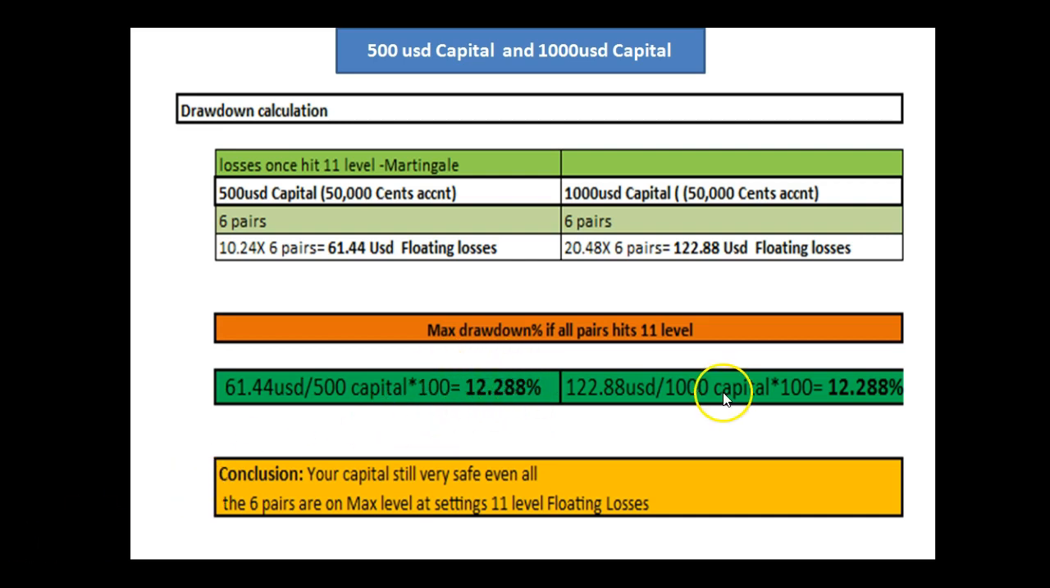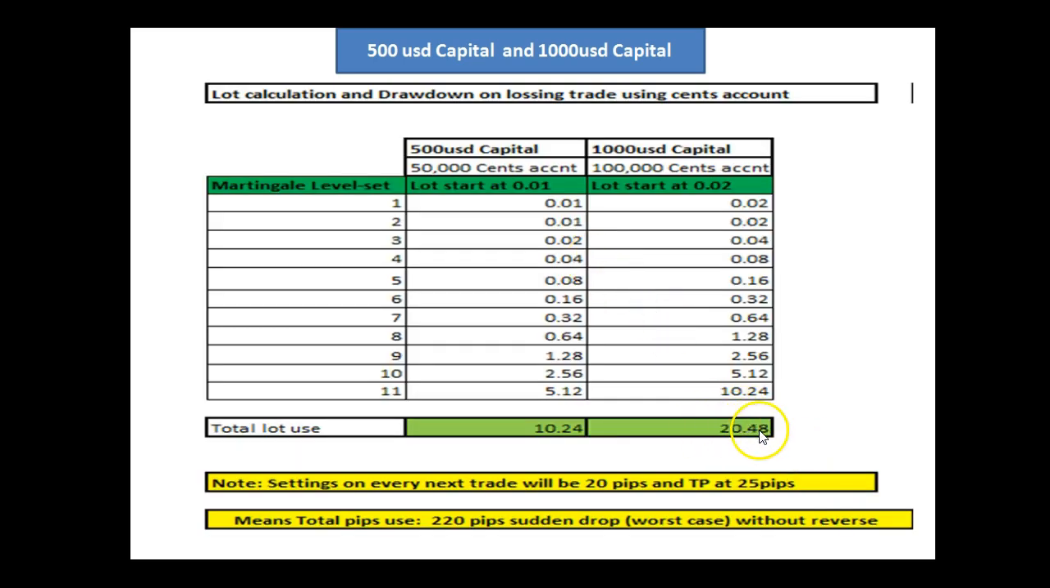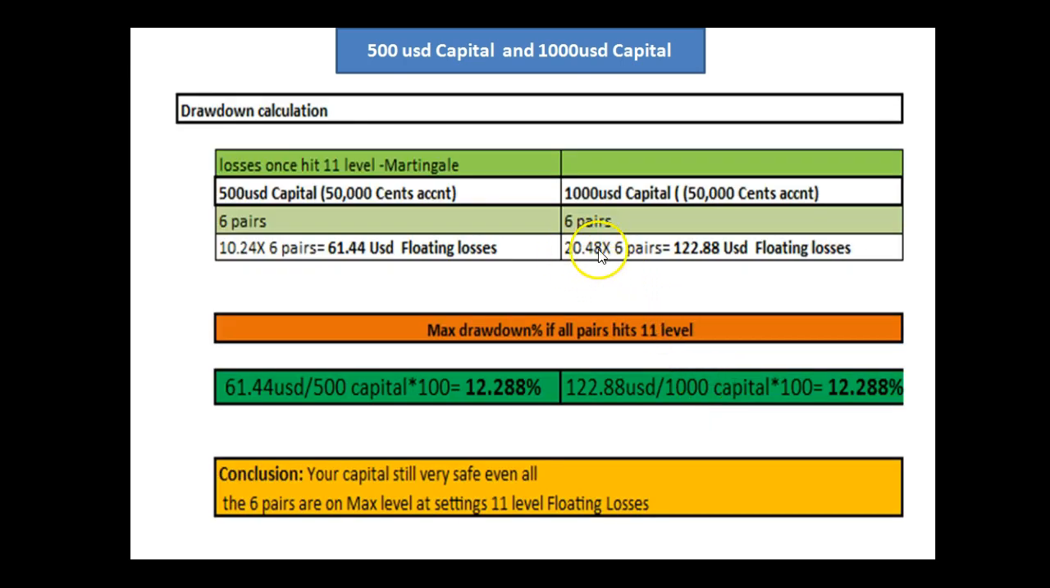All right. So we will look at the 1,000 US dollar capital account. Again, it's a 100,000 cents account. All right. Let's say you are on 6 pairs. Remember that we are using 20.48 here. So 20.48 multiplied by 6 pairs is equivalent to 122.88 US dollar floating losses. So you divide 122.88 US dollar by your capital and multiply by 100, which is equivalent to 12.288 percent.